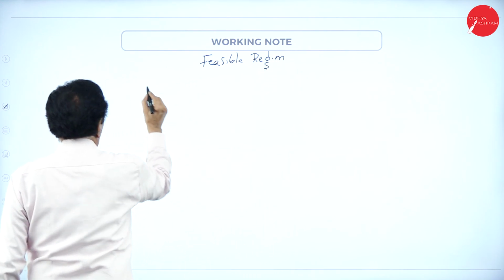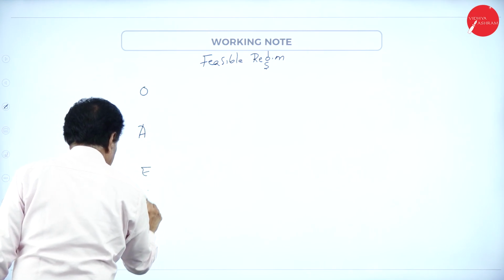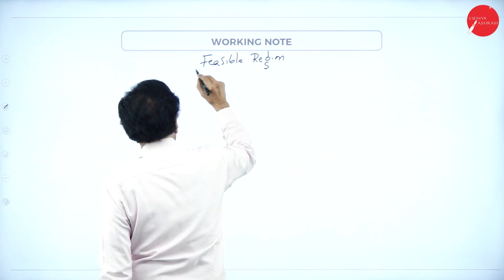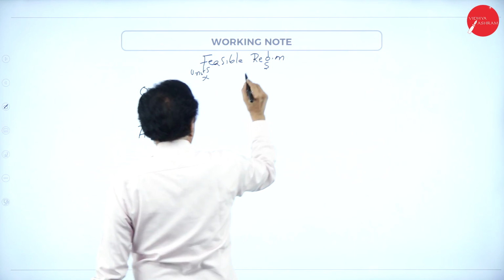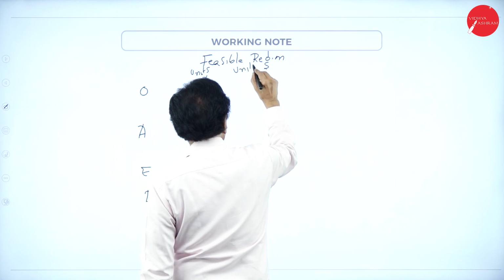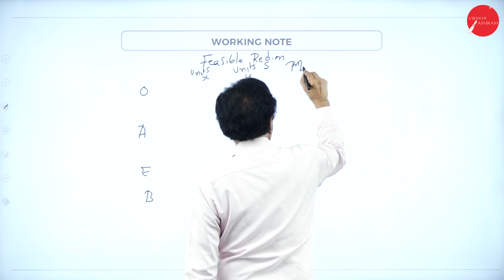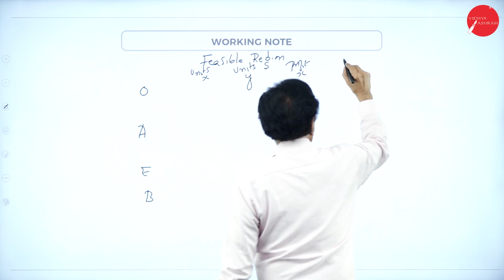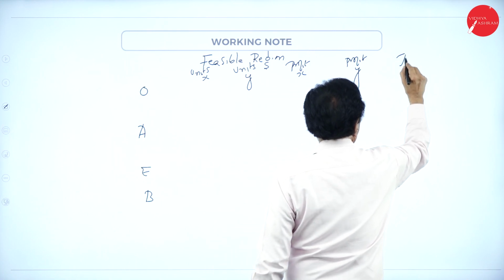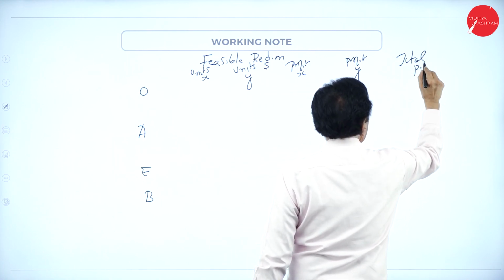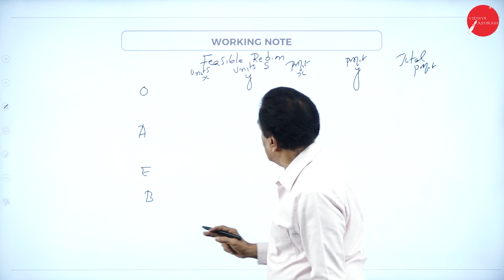Feasible region, O, A, E, B. Here, units, X units, Y profit, X profit, Y total profit. So your feasible region is OAEB.